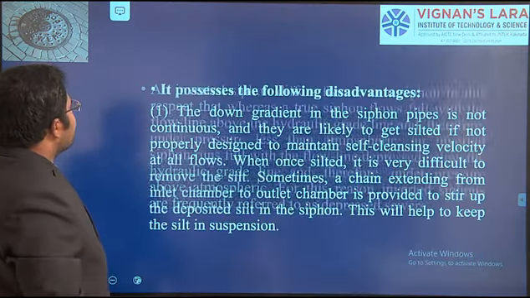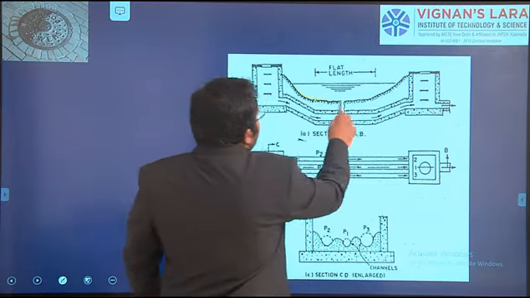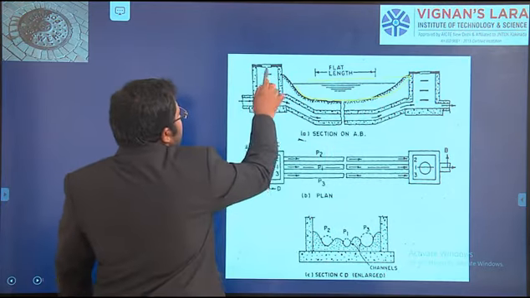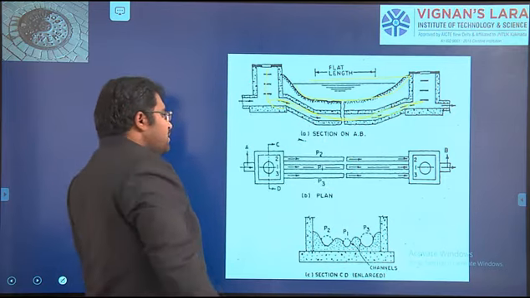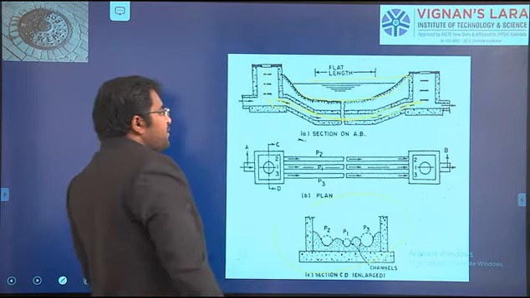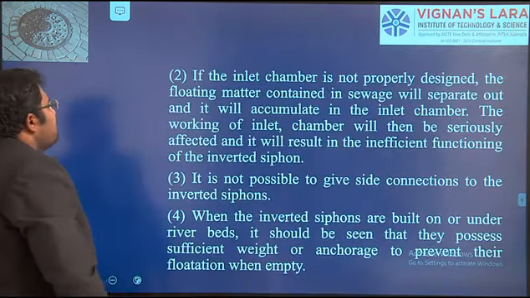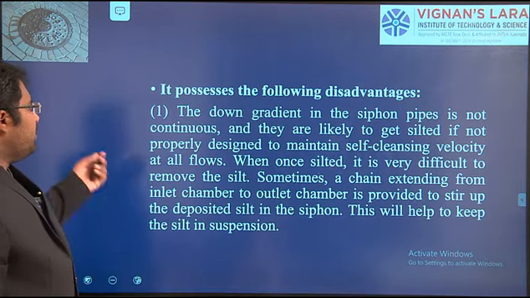Next, here you can see this is a stream. Below the stream we are going to construct a pipe in an inverted shape, that is called a siphon section. If you are seeing it from the top, it will look like this in side view. Next, it poses the following disadvantages. What is the disadvantage of doing this?